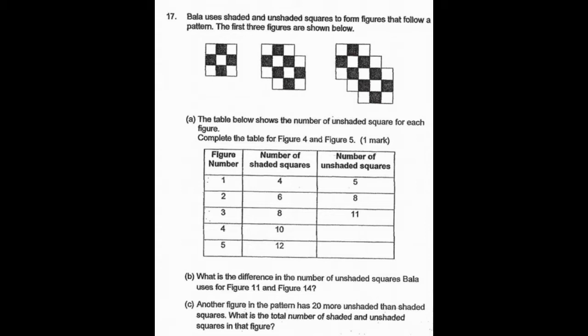So the first question is, the table below shows the number of unshaded squares for each figure. Complete the table for figure 4 and figure 5. We see that the number of unshaded squares is increasing by threes. 5 to 8 is 3, 8 to 11 is 3. So for figure 4, the unshaded squares should be 14, and for figure 5, the number of unshaded squares should be 17. So that's the first part of the answer.